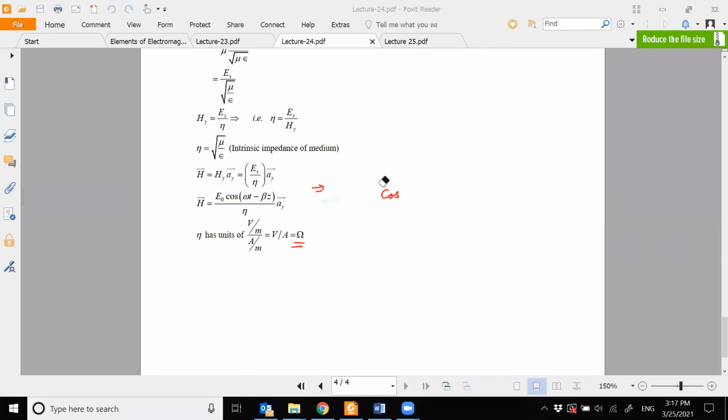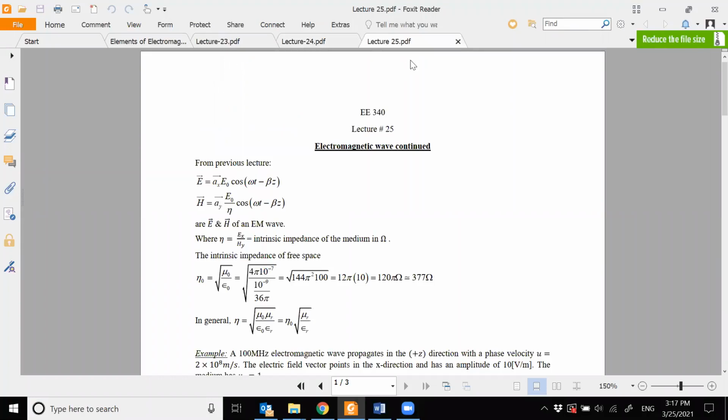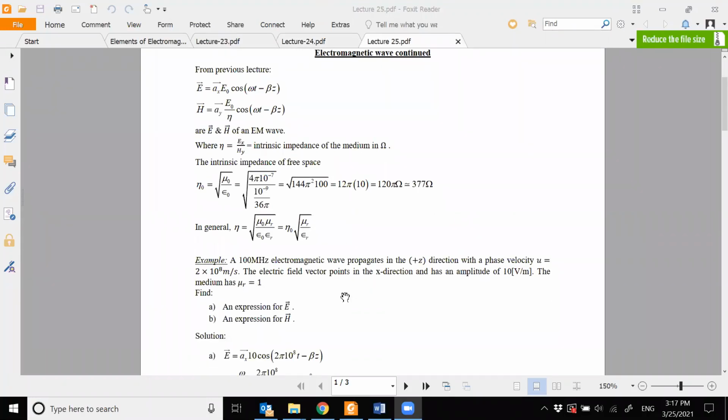Okay, they are together. Now, next, what we did is we tried to find the intrinsic impedance of free space. That's why it is called eta 0, which is nothing but root of mu 0 over epsilon 0. And we see that it is 120 pi or 377 ohms. So this is the sort of impedance that your electromagnetic wave will experience when it travels in free space.